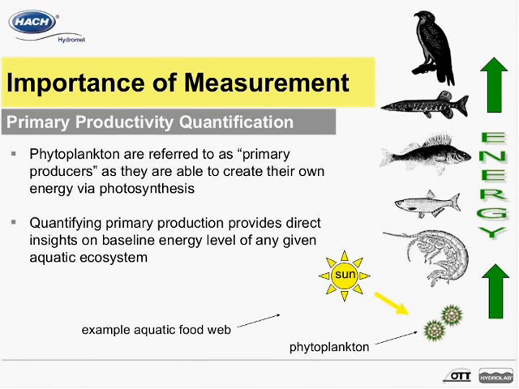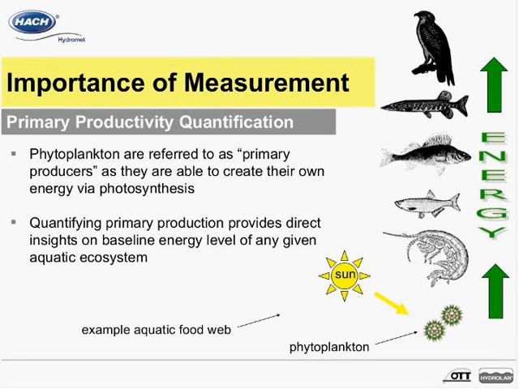There are many reasons as to why measuring phytoplankton is important as a water quality parameter. One example is for primary productivity quantification. As phytoplankton are able to create their own chemical energy through photosynthesis, they are commonly referred to as primary producers within aquatic ecosystems. These primary producers form the foundation of aquatic food webs, where they in turn are consumed by organisms higher up on the food chain, such as zooplankton, invertebrates, fish, and higher-level predators.